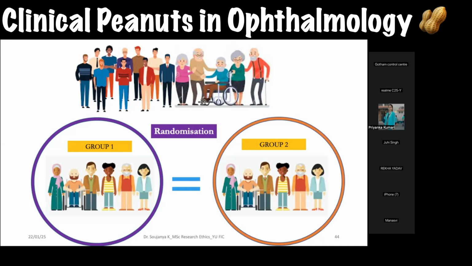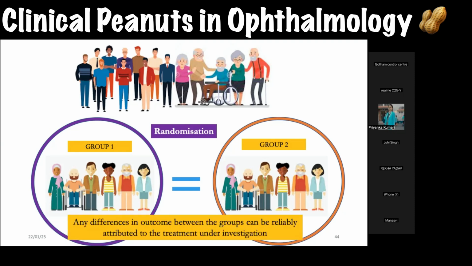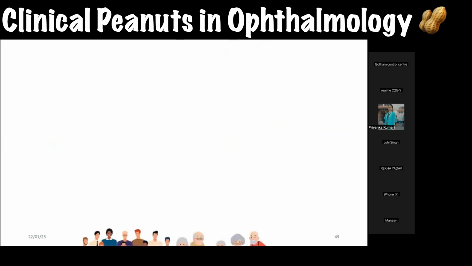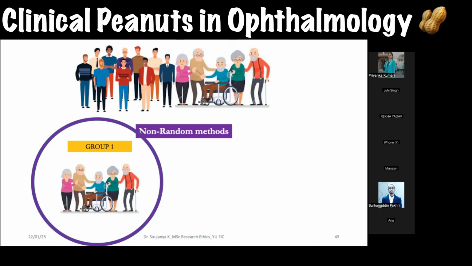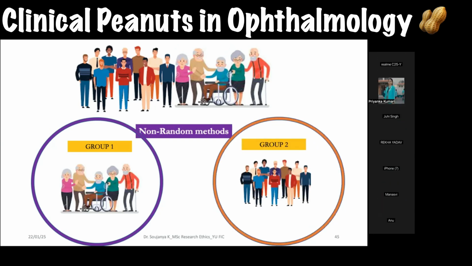So randomization methods ensure that there is an equal distribution of the risk factors. The example I gave would be a non-random method, which would again lead to a bias.